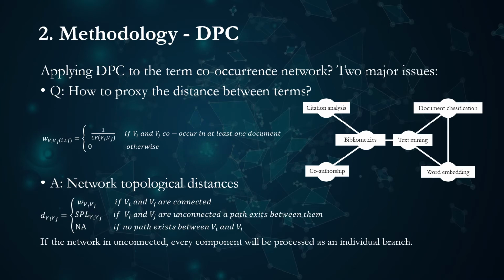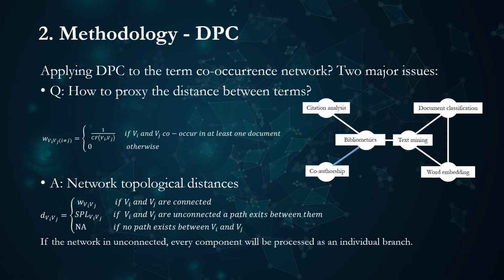However, there are 2 major issues when applying this clustering algorithm to the term co-recurrence network. The first one is how to proxy the distance between terms. Here, we intuitively choose network topological distances. That is, for 2 terms that are directly linked, we will measure the distance by their edge weights. That is the reciprocal of their co-occurring frequency.